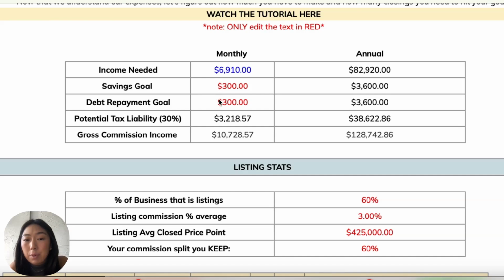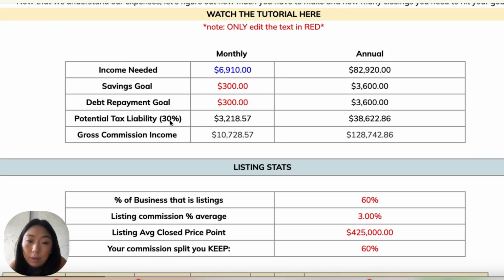And here you can input what you want to save monthly or if there are any debt repayment goals you'd like to include. And just to be on the conservative side, I've put a potential tax liability of 30%, and that will lead to your gross commission income. So to recap, this shows us that we have almost $7,000 in business and personal expenses. We want to save $300 a month, and we have a debt repayment goal of student loans, consumer debt, what have you, at $300. And this works backwards off of the total amount that we'll need.